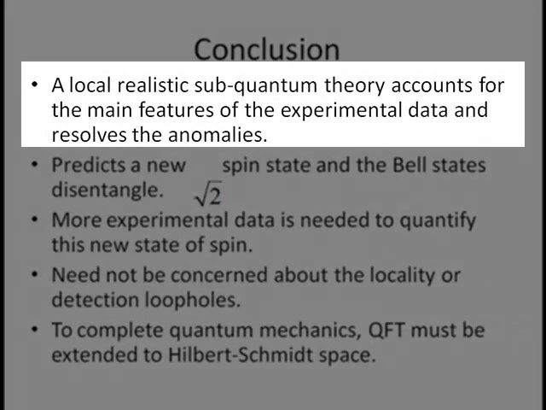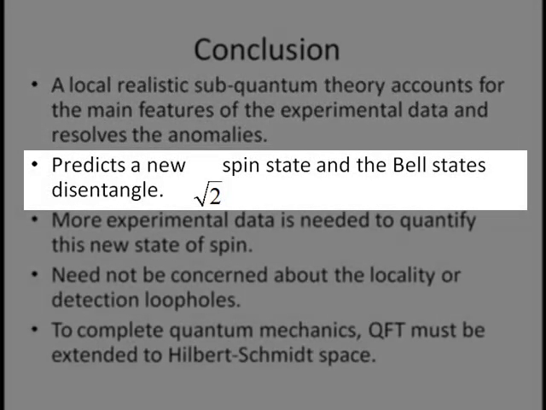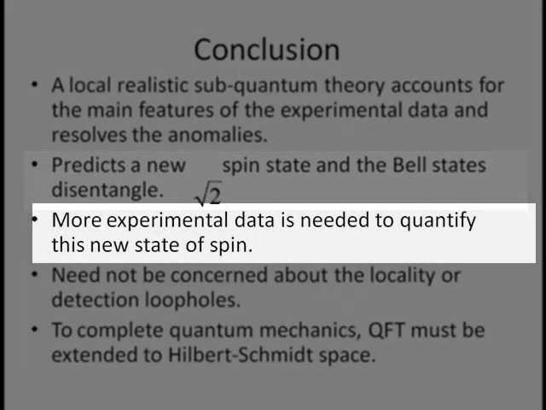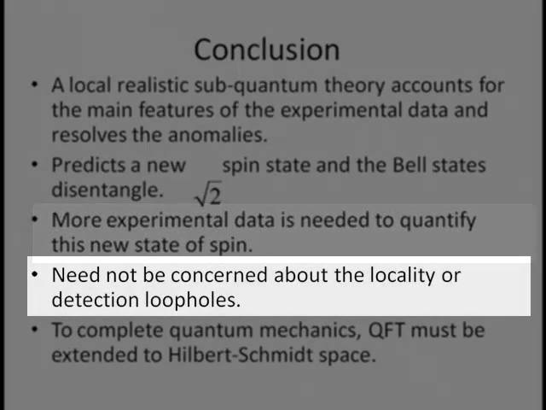A local realistic subquantum theory accounts for the main features of the experimental data and resolves the anomalies. It predicts a new exchange spin state, and the Bell states disentangle. But more experimental data is needed on such coincidences and biparticles in order to quantify this new state of spin. In those experiments, it is not necessary to be concerned about the locality or the detection loopholes.